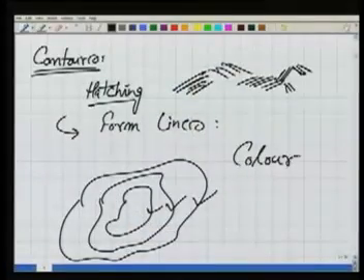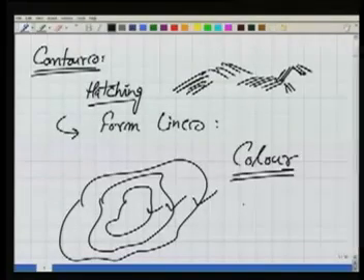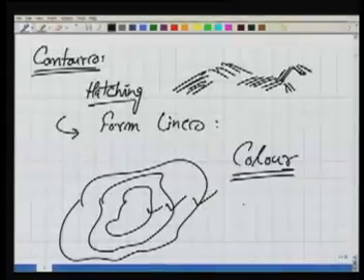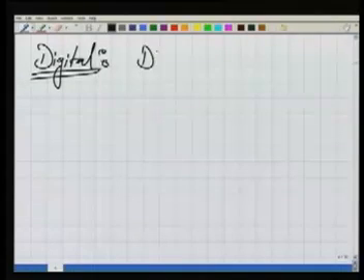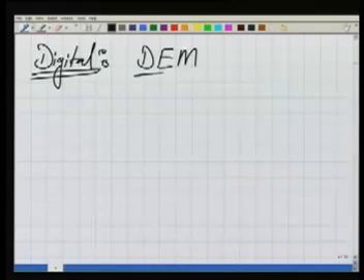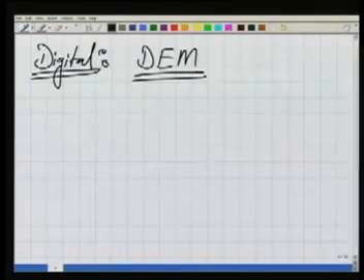Many times we make use of colors also. We show the different heights by different colors. So by looking at the color variation in the map, we can have an idea of the height, of the topography. Now the new methods, which are the digital methods, the very popular one is the DEM. We'll see about this DEM later on. It's the digital way of storing topographic data in our computer.